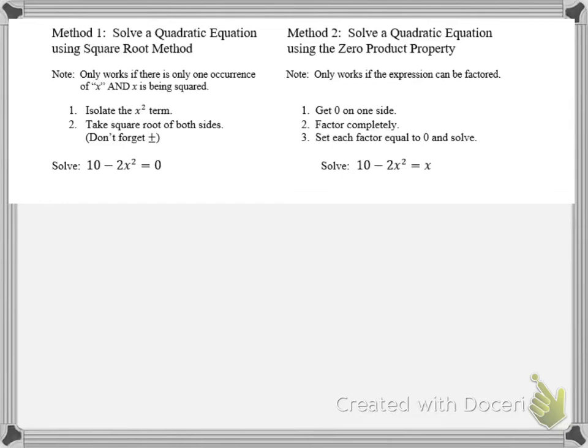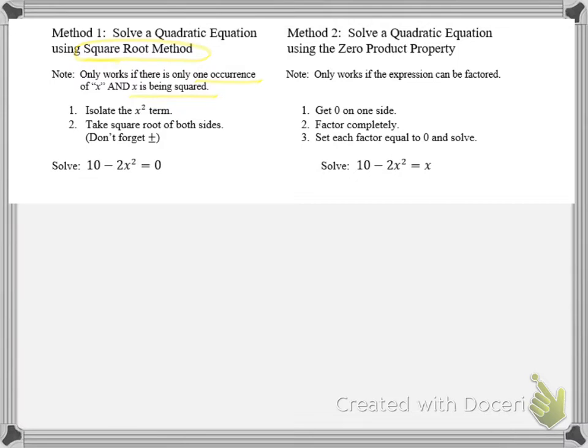Let's take a look at two different methods for solving a quadratic equation. Method 1, we are going to solve a quadratic equation using the square root method. Note, this method will only work if we only see one occurrence of the variable and at the same time the variable is being squared.